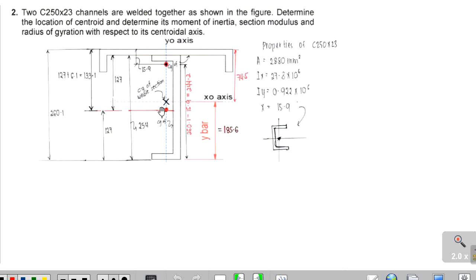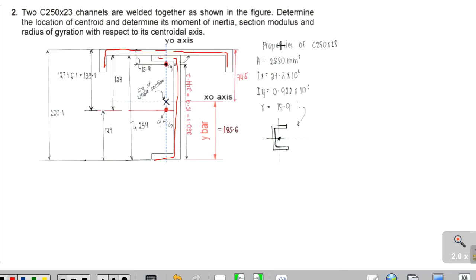So for problem number 2, 250 by 23 channels are welded together as shown in the figure. We have one C channel rotated 90 degrees, and one standing C channel. We have to determine the location of the centroid, and determine its moment of inertia, section modulus, and radius of gyration with respect to its centroidal axis.